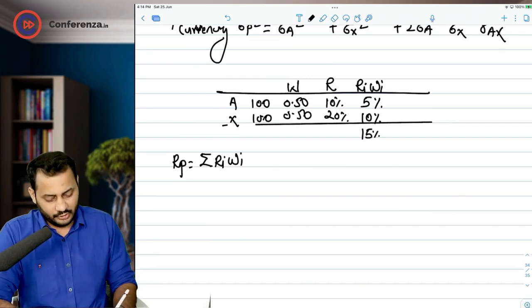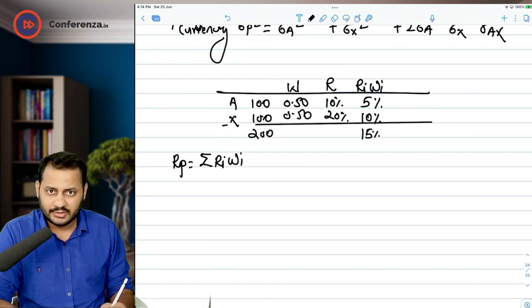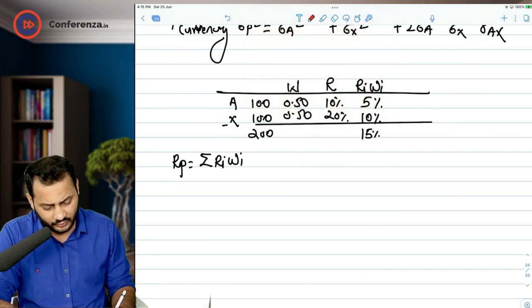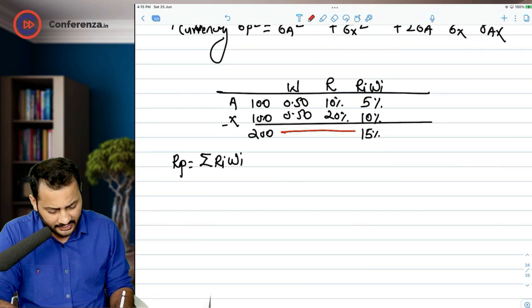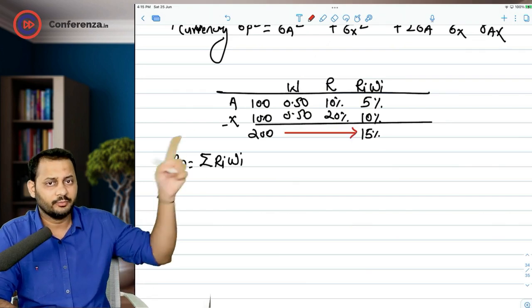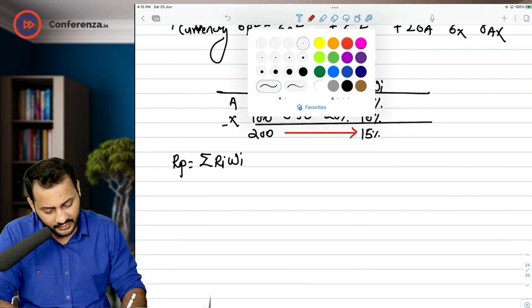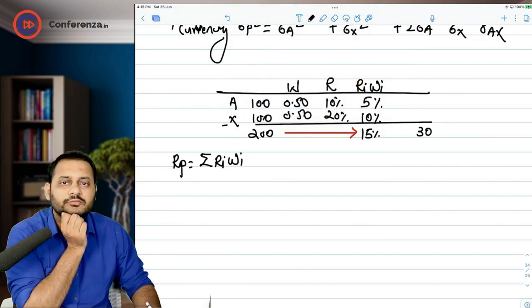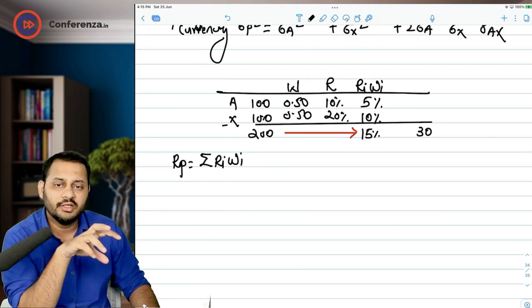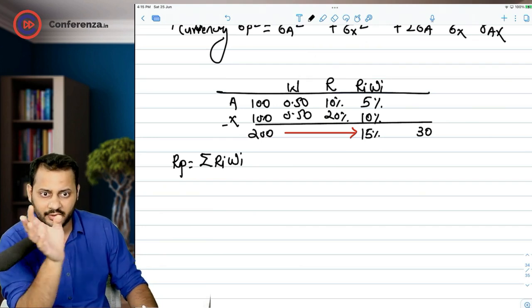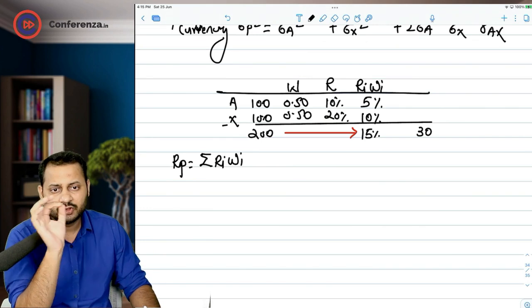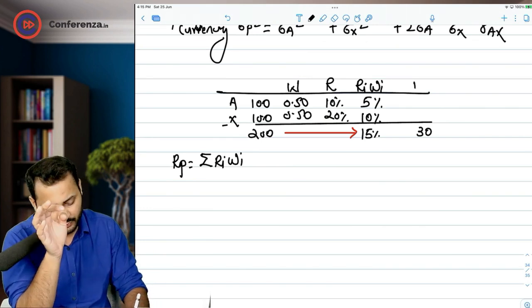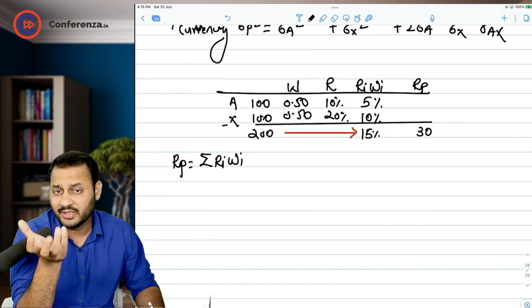Okay, the total investment is 200 lakhs. Now if we apply this portfolio return on portfolio investment, we will get a value of 30 lakhs. If it is in lakhs, 15% on 200 gives you 30 lakhs. So this is one way of calculating portfolio return. But I will tell you there is another way.